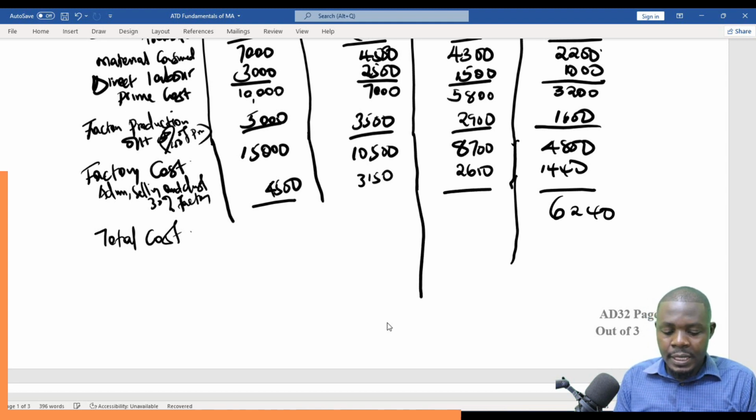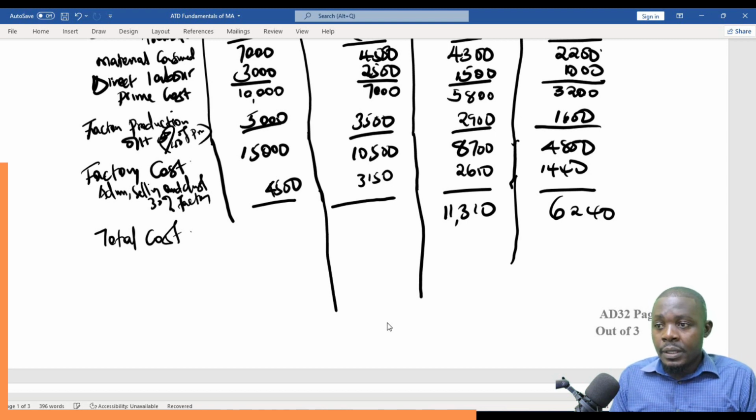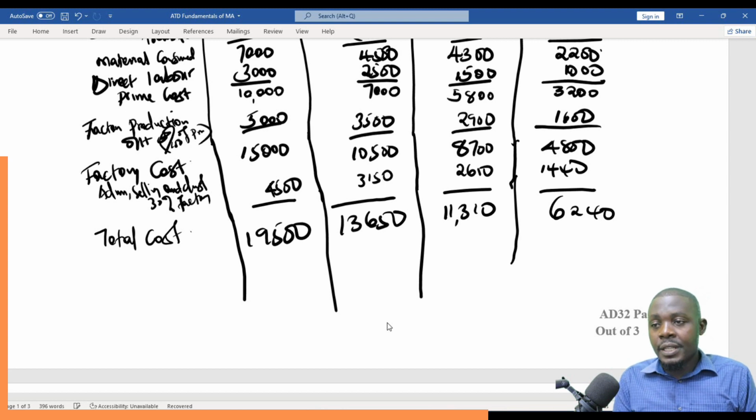For the others, 8,700 plus 2,610 gives 11,310. Then we have 10,500 plus 3,150, which gives 13,650. Then we have 15,000 plus 4,500, and the total cost is 19,500. Let's go back to the question.